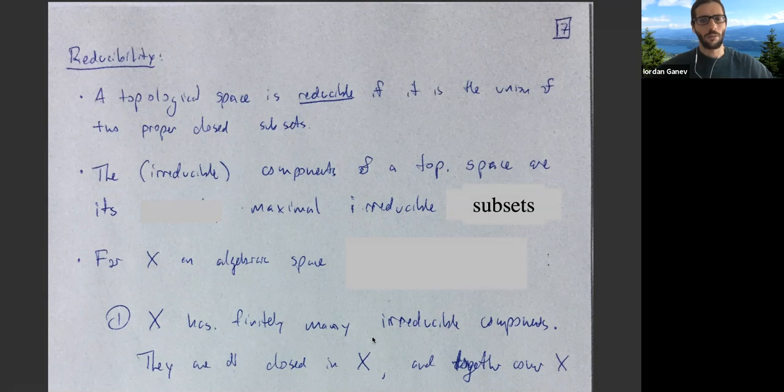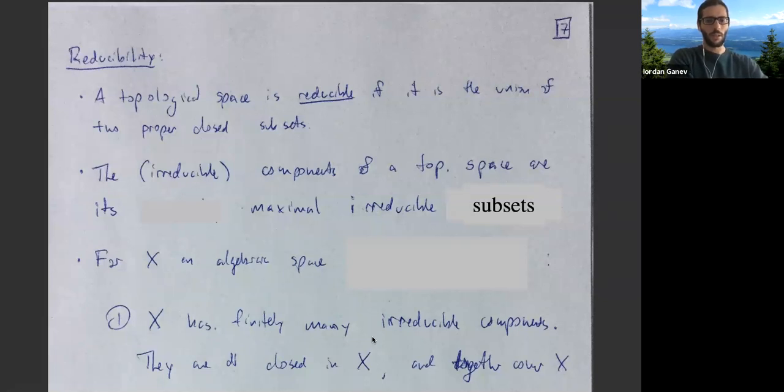And if we have a general topological space, maybe it's reducible, but inside we have irreducible subsets. And the components of a topological space are its maximal irreducible subsets. So we think about, if we take the union of two irreducible subsets, then it'll again be irreducible. And so there's a well-defined notion of maximal, and those are called the irreducible components of a topological space.